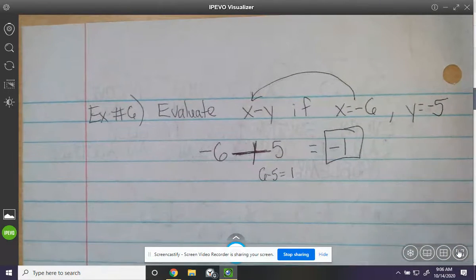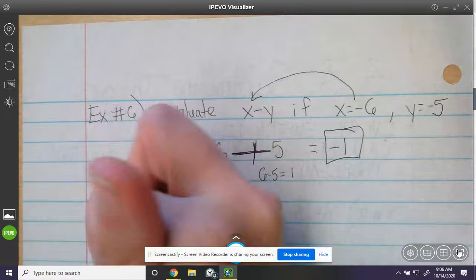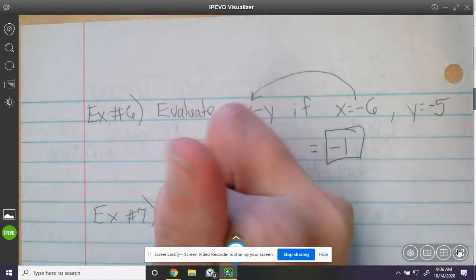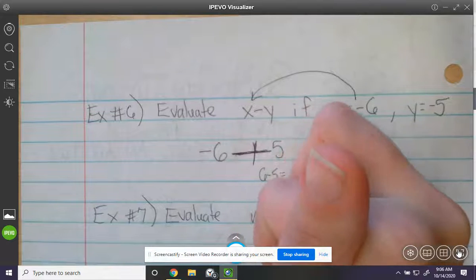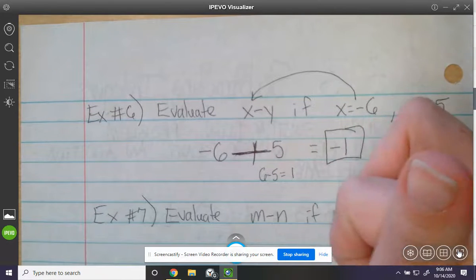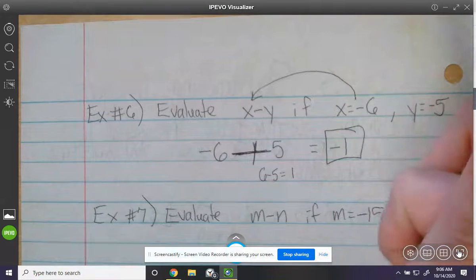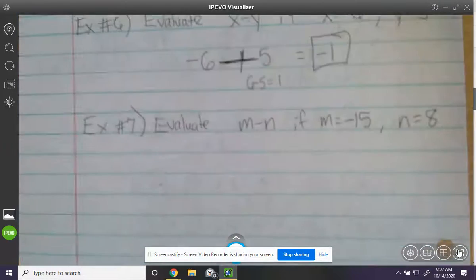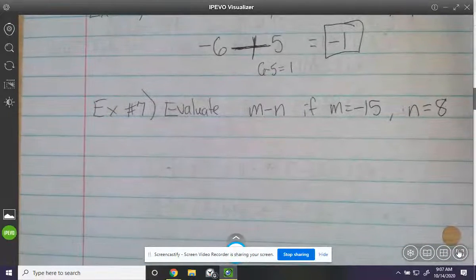All right, how about you try to do this one? Evaluate m minus n if m is negative 15 and n equals positive 8. So you do that one while I blow my nose.